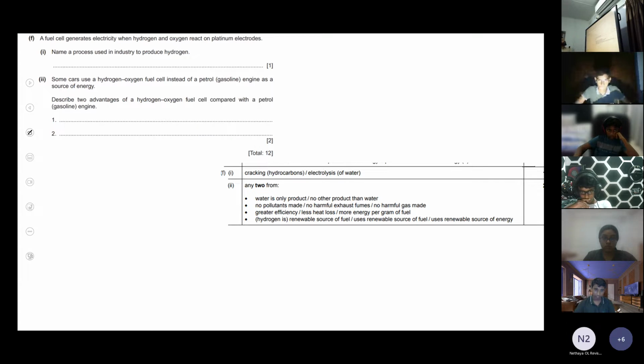Name a process used in industry to produce hydrogen: electrolysis of water, or cracking of hydrocarbons. Don't ask what cracking of hydrocarbons is. You will learn it later. Why can you answer it?